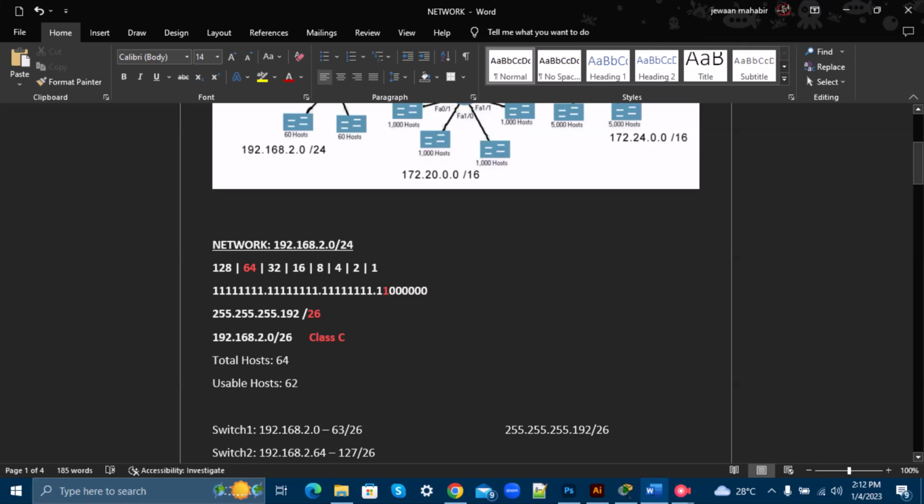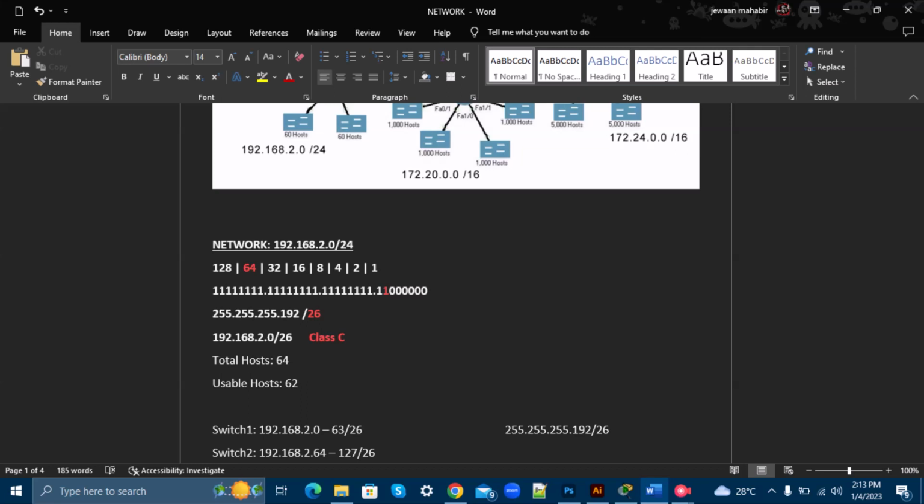To be able to acquire 60 hosts, we would want to know which number on the chart or cheat sheet, as some of you may call it, we will need to use. The number we will use is 64. As you can see, it's highlighted here. Since we will be using the 64, our magic number is going to be 64. So the subnet mask will be 128 plus 64, which will give us 192. Because we borrowed 2 bits, which will make this network a /26.